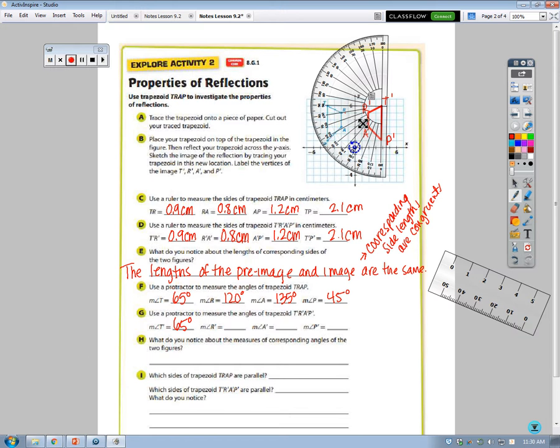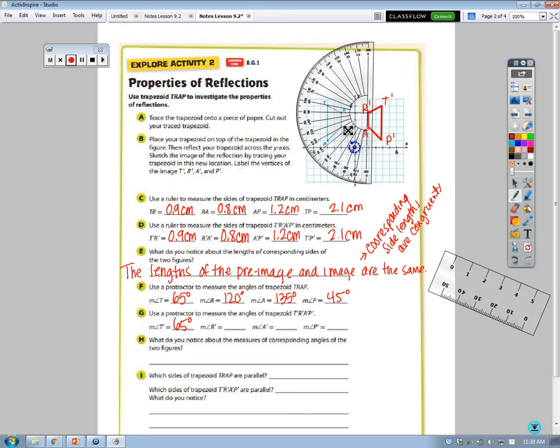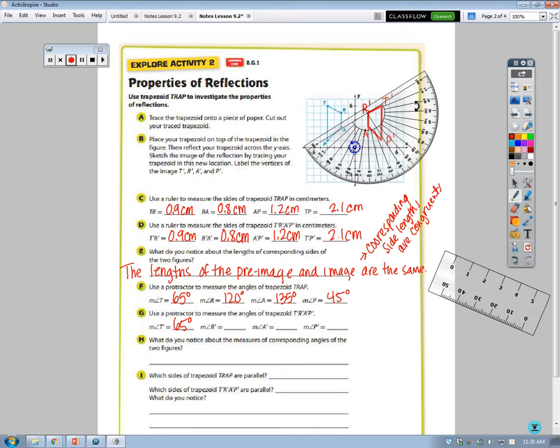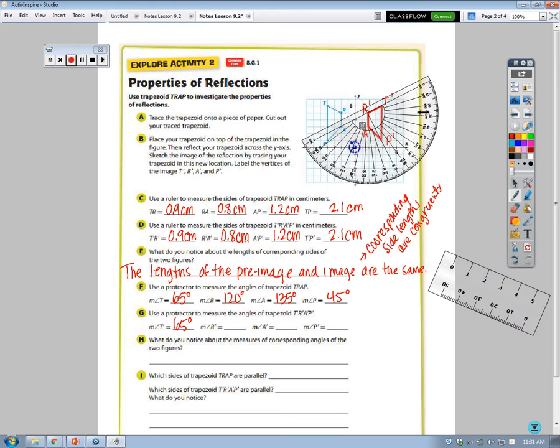Slide over here to R. I have to spin my protractor around and line it up. And looks like, let's see, line this up here. We're looking at about 120, 90, 100, 110, 120. Yep, so we're looking at about 120 again. 120 degrees for the measure of angle R prime.